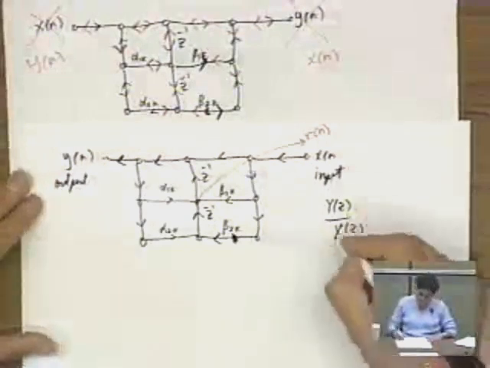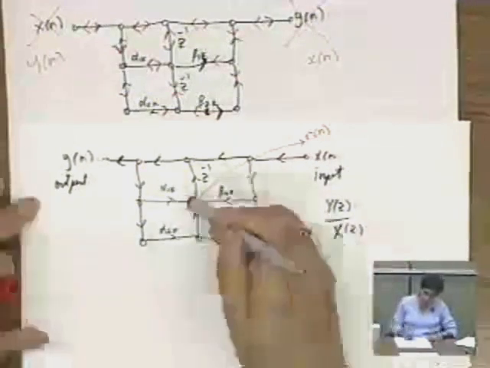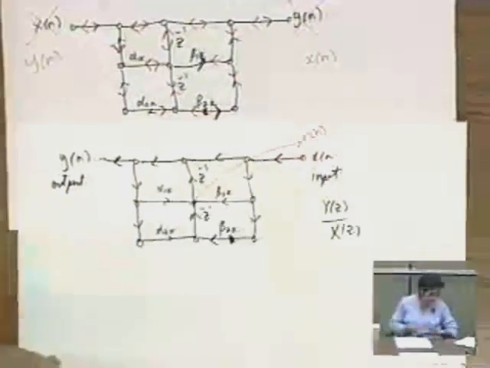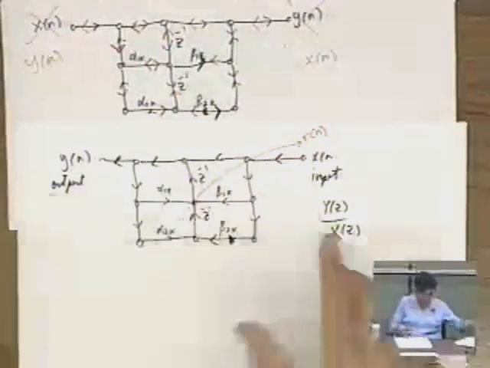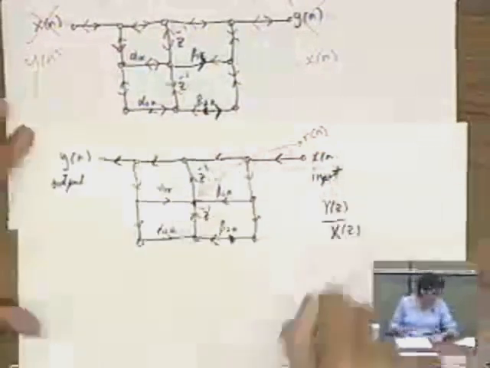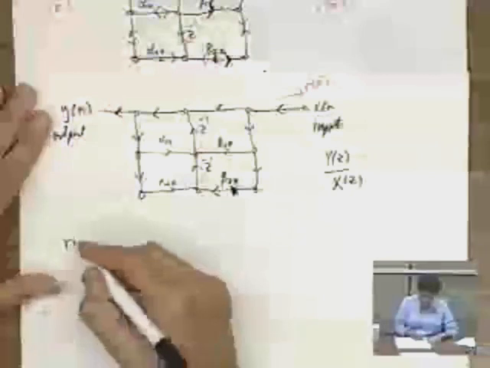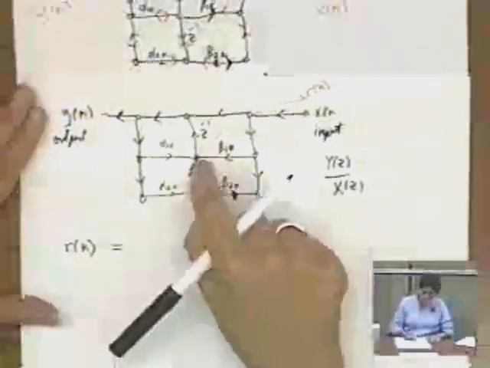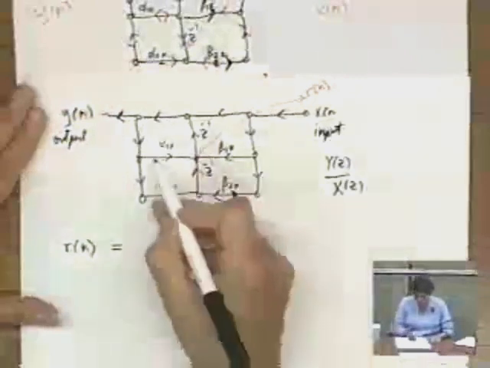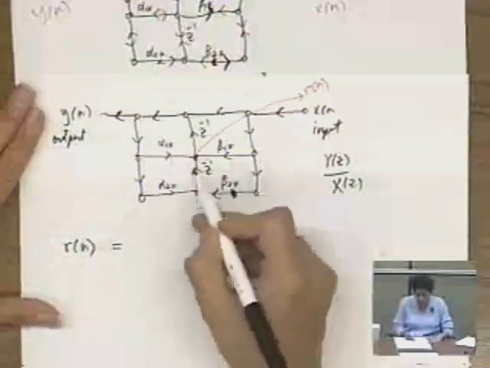Thank you. Okay, so what we want to come up with is y of z over x of z, and the way we're going to do that is we're going to name this node here r of n, and then write down the loop equations that relate r of n, that's an intermediate quantity, to x and y. So the purpose is at the end to come up with y of z over x of z. Now that we know this point is r of n, what describes the value of r of n? Well, r of n is a node that is receiving input from here, here, and here. So r of n is really the sum of three things.